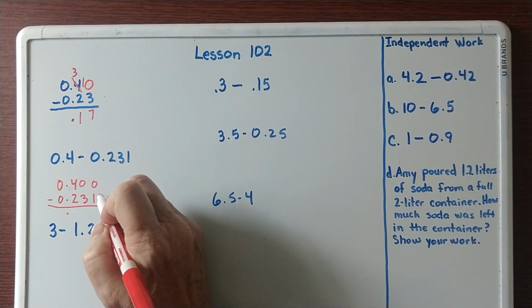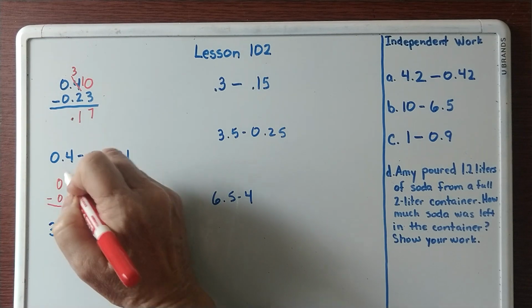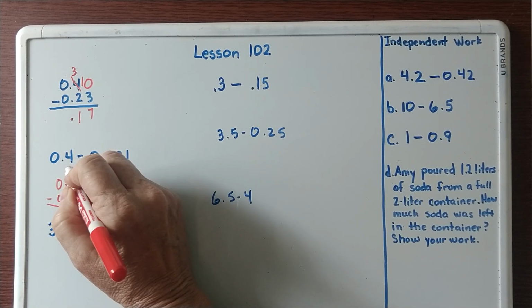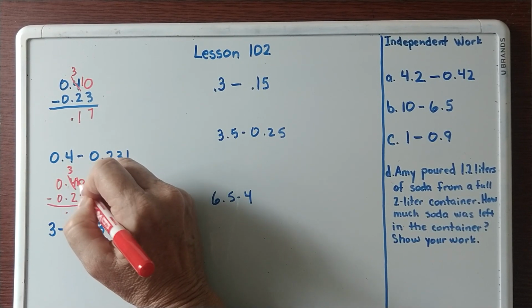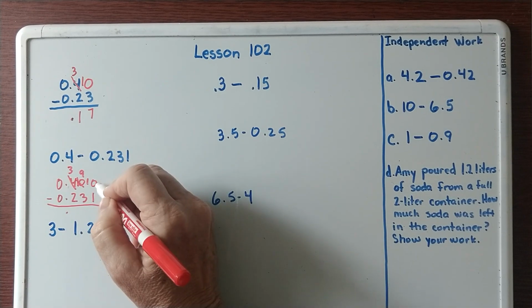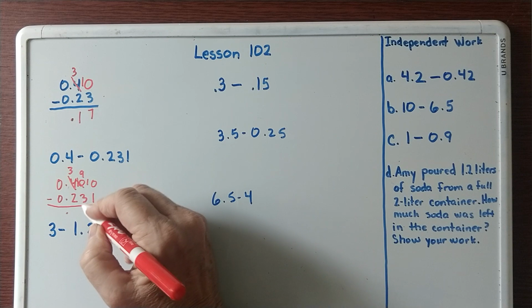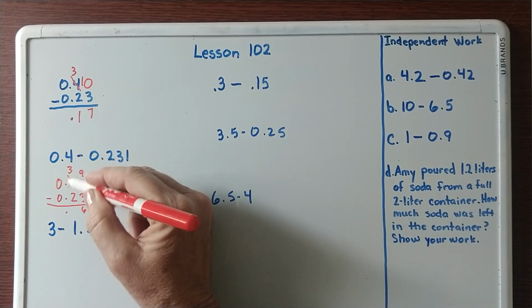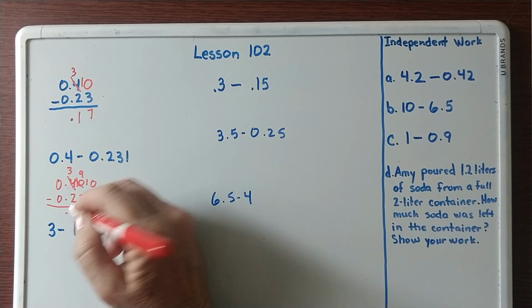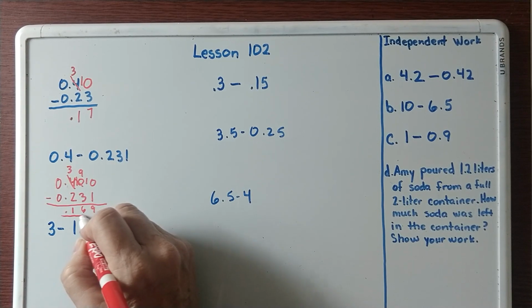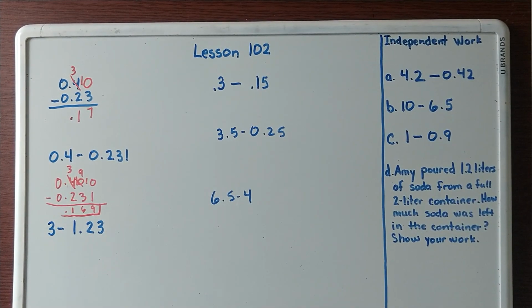So now we're going to go ahead and subtract, but since these are zeros, we have to go all the way back to the 4. That's 3. This is 10, 9, 10. 10 take away 1 is 9. 9 take away 3, 6. 3 take away 2 is 1. So there's the answer to that.